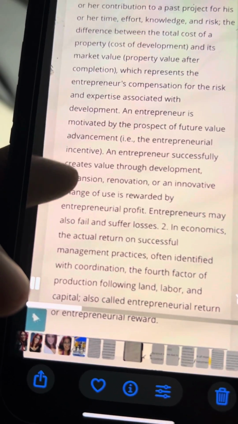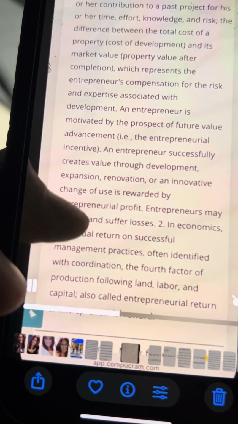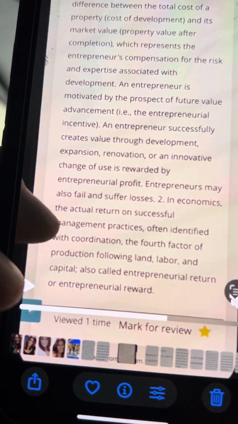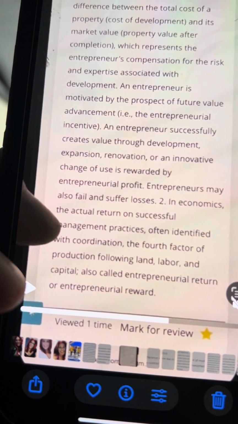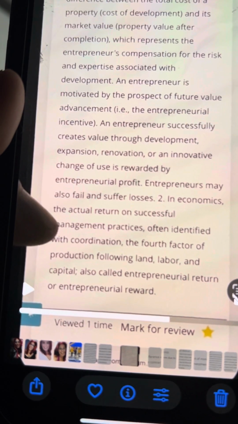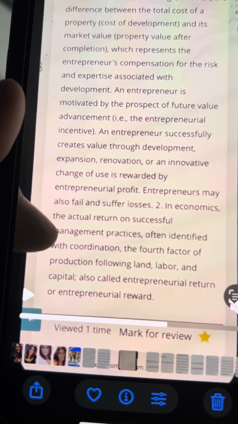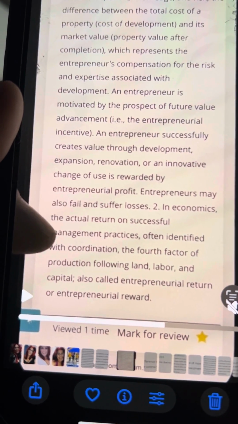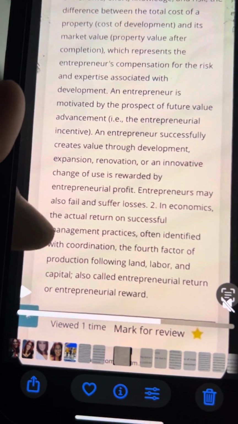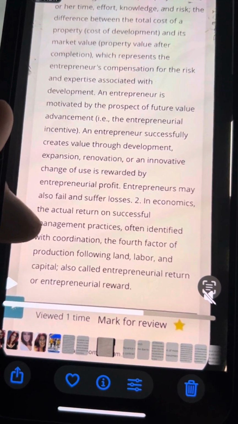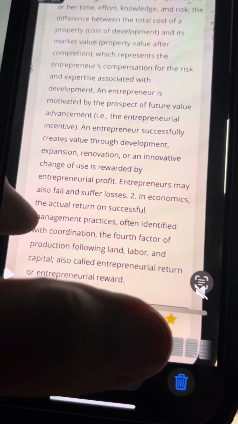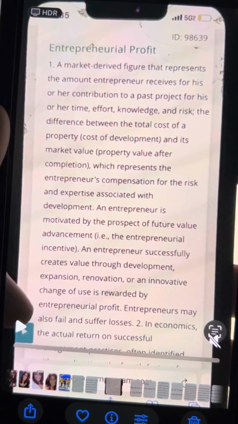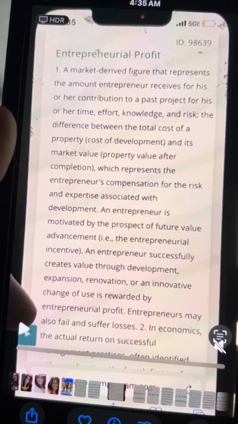in economics, the actual return on successful management practices, often identified with coordination, the fourth factor of production following land, labor, and capital, also called entrepreneurial return or entrepreneurial reward. The answer is entrepreneurial profit.